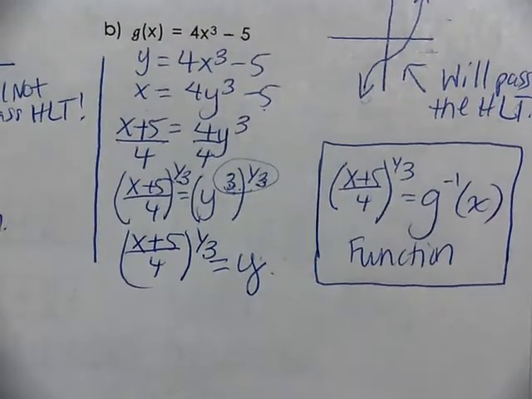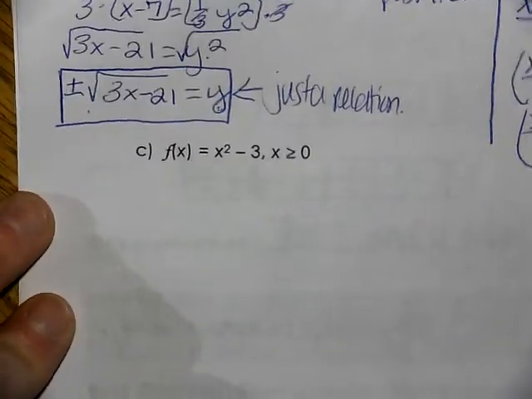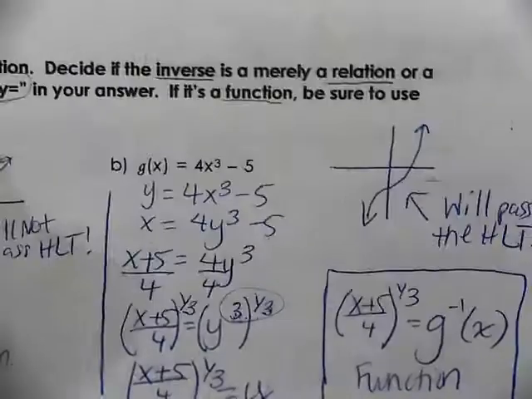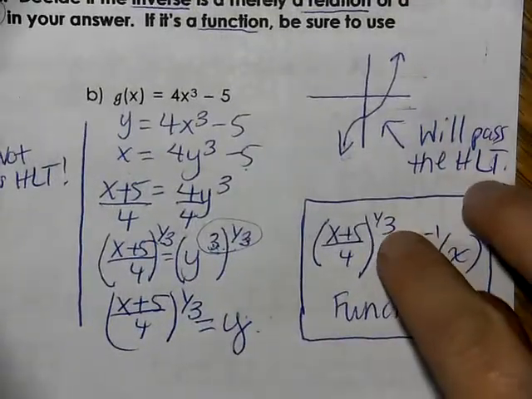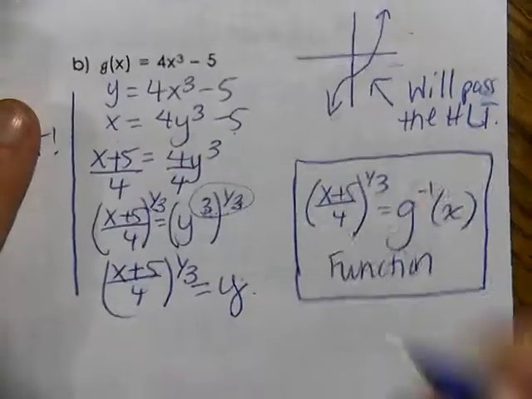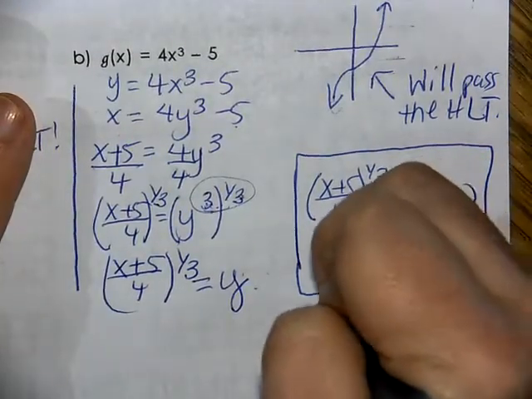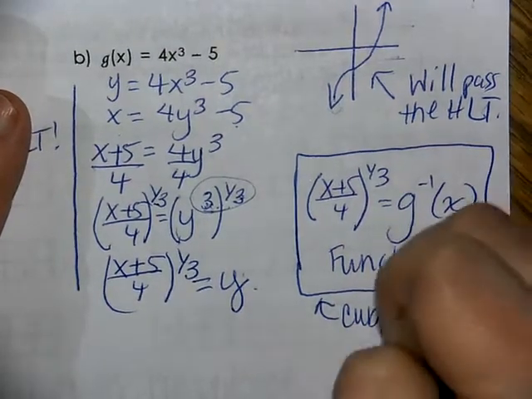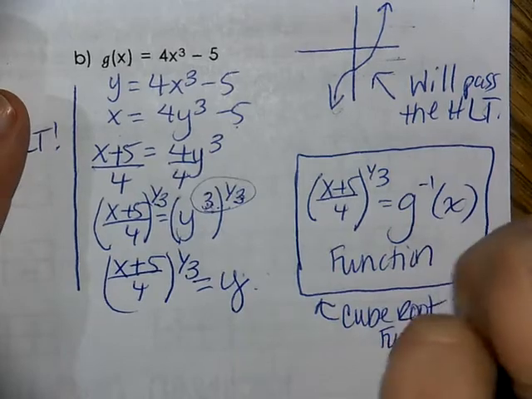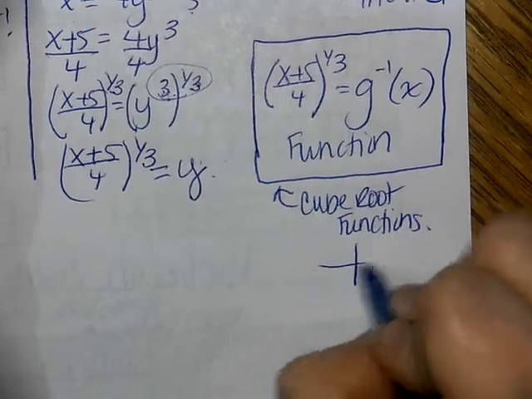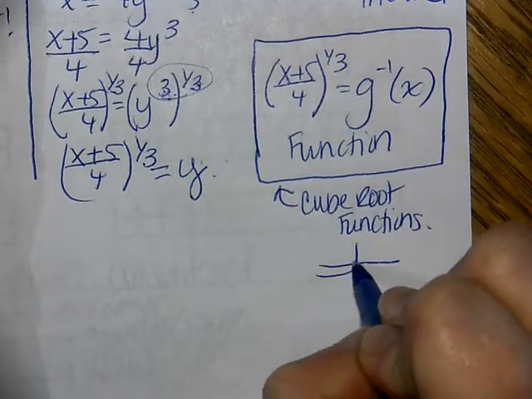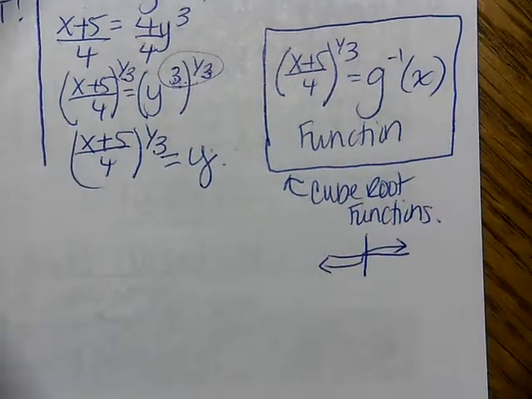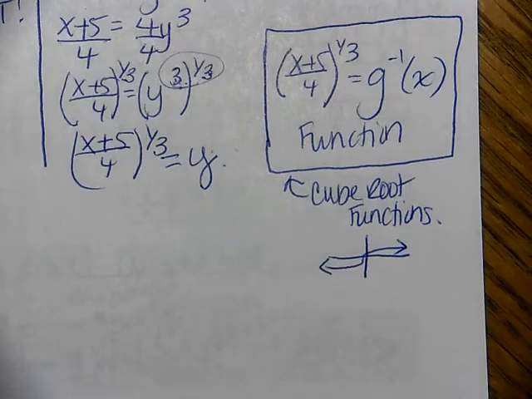And finally, we have letter C. Oh, before I do that, let me talk about letter B. This to the 1/3 power is also known as a cube root function, and that is where we are heading. Cube root functions. They are going to be functions where it's going to look like a stretched out S. That's going to be a cube root function, and that's going to be in a future unit.